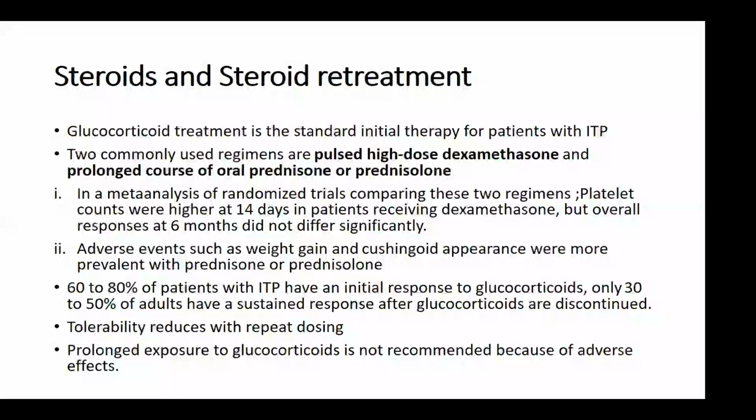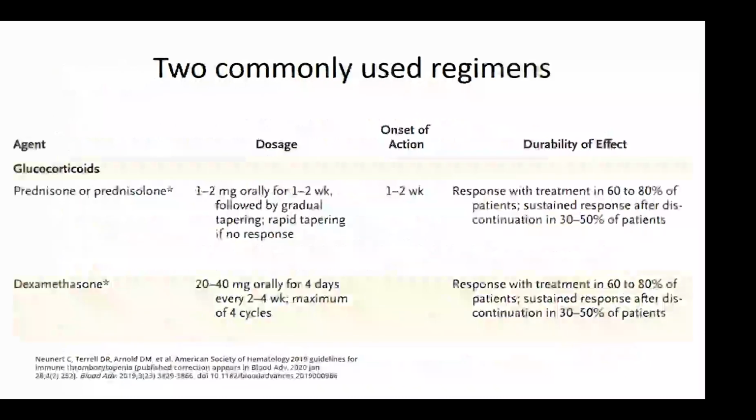60 to 80% of patients with ITP have an initial response to glucocorticoid, while only 30 to 50% of patients have a sustained response when the steroids are discontinued. Tolerability is reduced with repeated doses, and prolonged exposure to glucocorticoid is not recommended because of a wide range of side effects of steroid. These are the two commonly used regimens.